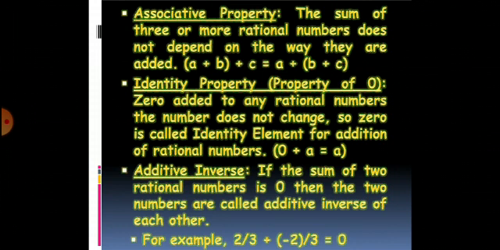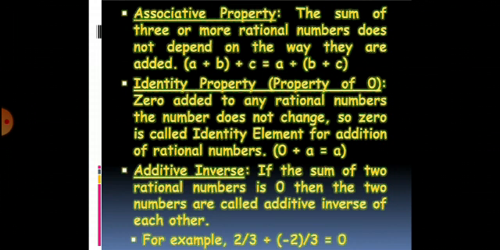Then additive inverse. If the sum of two rational numbers is 0, then the two rational numbers are called additive inverse of each other. For example, 2 by 3 plus what will give you 0? 2 by 3 plus minus 2 by 3 will give you 0.